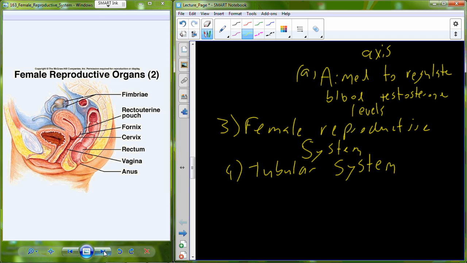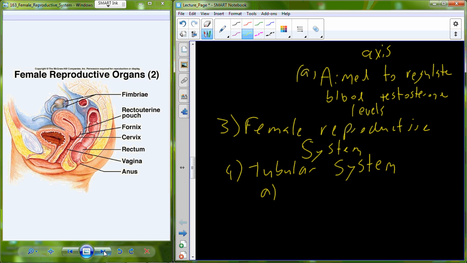This number four tubular system is the female reproductive system, and now we're going to go through that in graphic form on the screen here. The tubular system that exists. So this tubular system is designed, starting from the ovary all the way through the rest of the system, to support, mature, and release the female sexual gamete, which is called the ovum, or sometimes referred to as the egg.